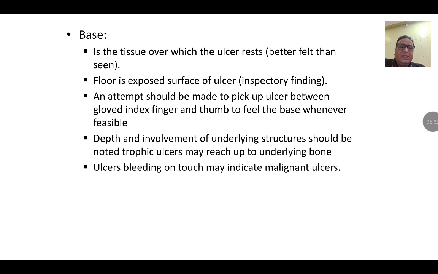Trophic ulcer may reach up to the underlying bone. Ulcers bleeding on touch, that is friable, may indicate malignant ulcers.